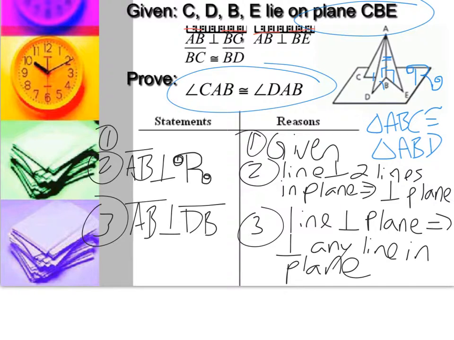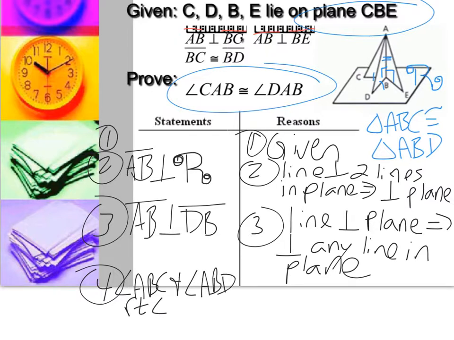So now that we have them perpendicular, we can get some right angle action going. So I know that angle ABC and angle ABD are right angles. The reason why I'm picking those is because those are part of the two triangles that I want to prove congruent, because they have the two angles that I want to prove congruent using CPCTC. So that's definition perpendicular.